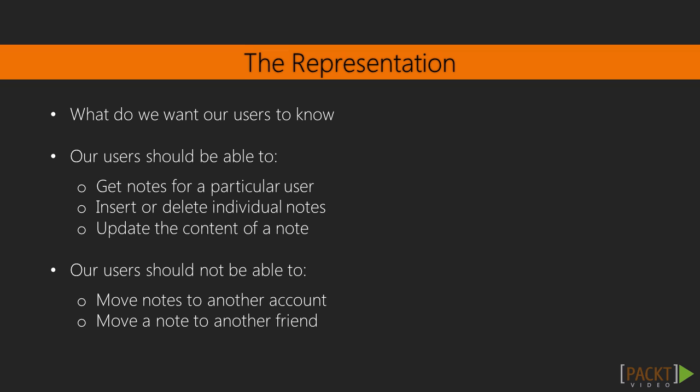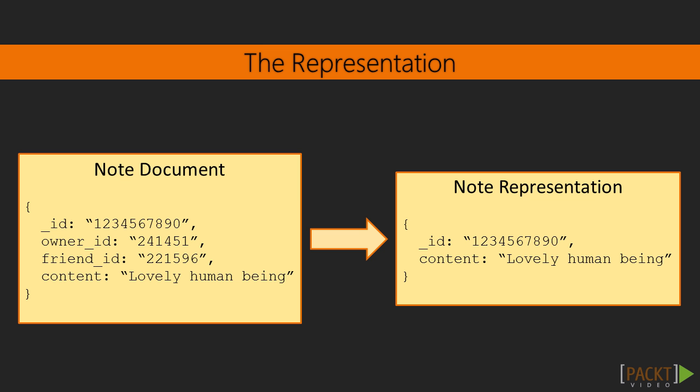Using these requirements, we come to the conclusion that our API does not need to expose the friends collection, since the data in that collection is exclusively Twitter data. Also, as per the requirements, we do not need the owner ID and friend ID from the nodes collection to be in the representation. The owner_ID doesn't need to be in the representation because it cannot be modified by the user. The friend ID doesn't need to be in the representation because our app does not let users move nodes to other friends. So, our representation is a simple object with an ID and content.